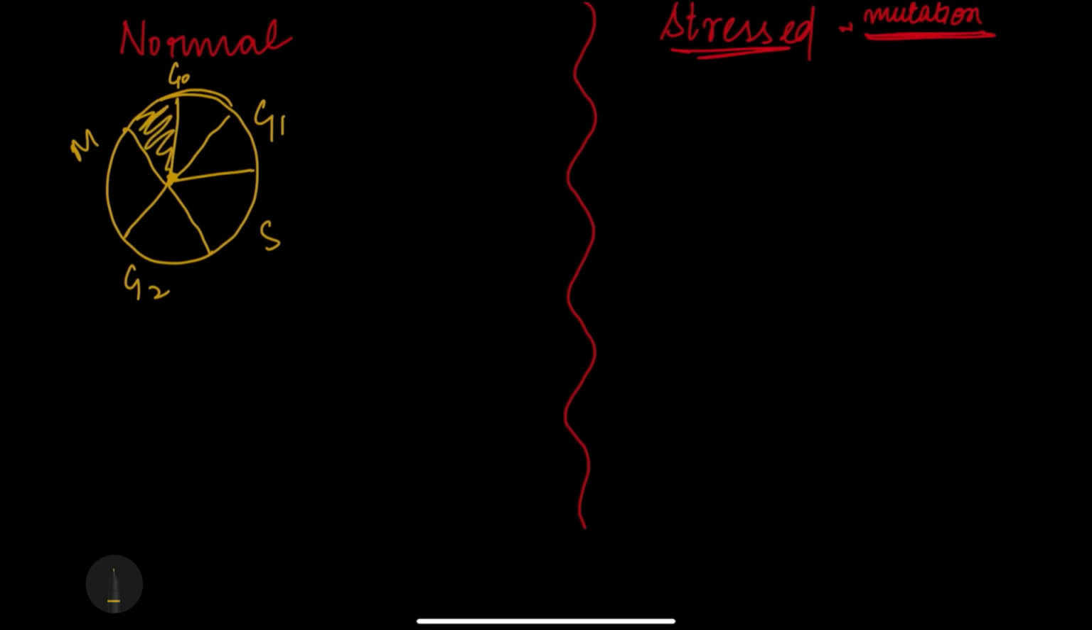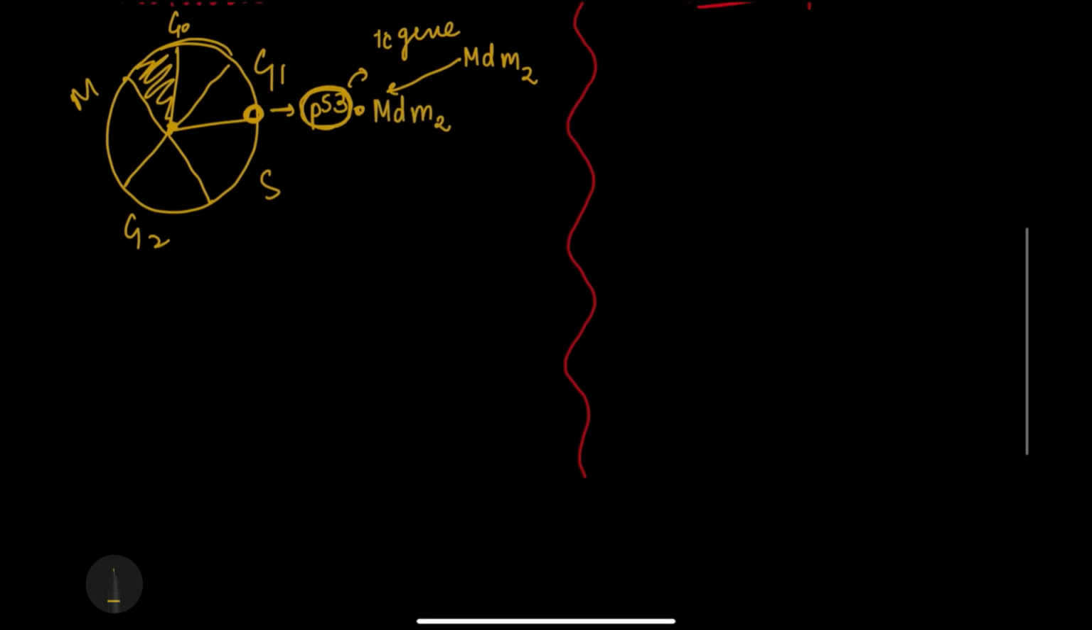So what happens in a normal condition, in the G1 phase, at the checkpoint between G1 and S phase, the p53 gene is a transcriptional gene, right? It codes for many proteins other than p53. So it also codes for a protein that is named MDM2. So in normal condition, MDM2 binds with p53 at the G1/S checkpoint.